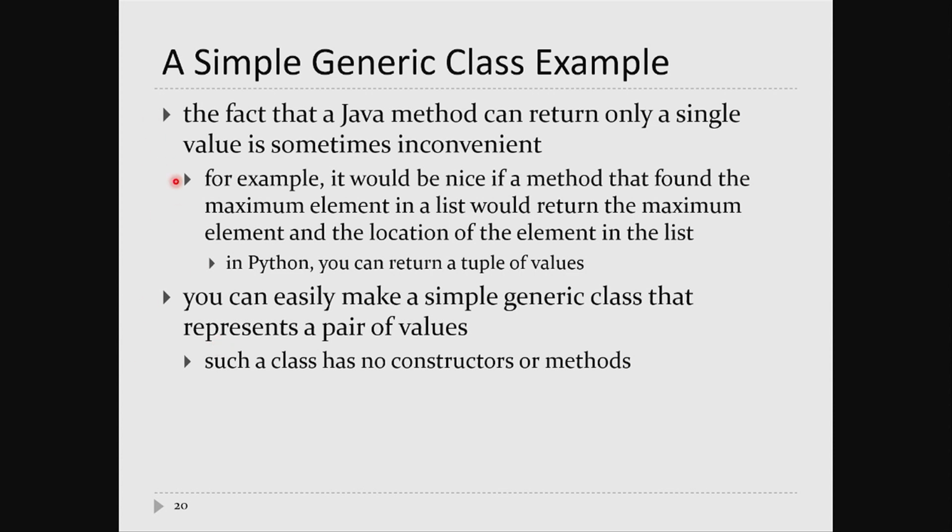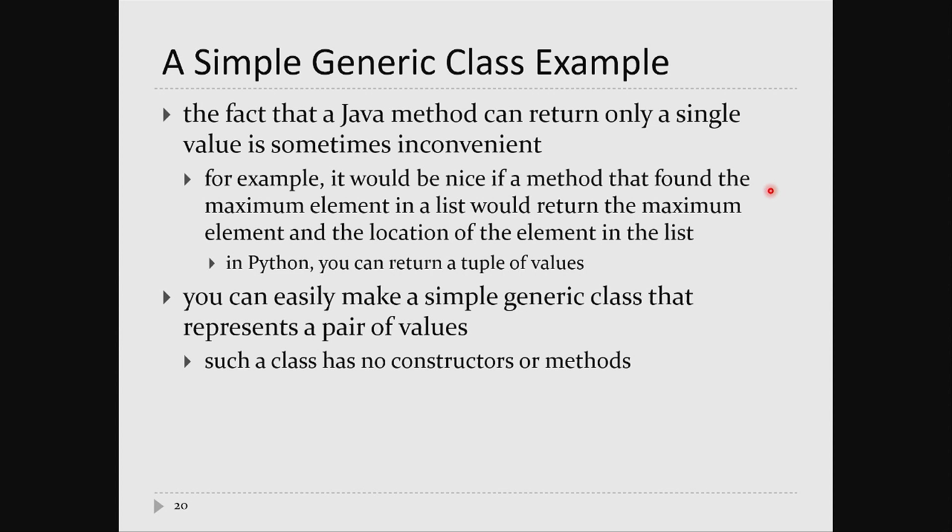So let's look at a really simple example of making a generic class. One of the limitations with a Java method is that it only returns a single value. It either returns nothing, so it returns void, or it returns a single value. Now in Python, you have tuples, so you can return as many values as you like from a Python function or method. In Java, you're stuck with returning one value. But there are times when you'd really like to return one or two or three or more values.